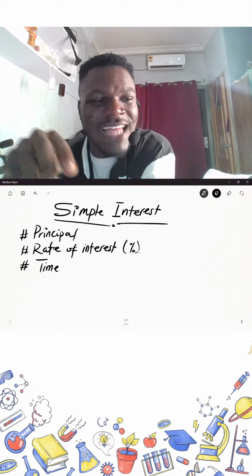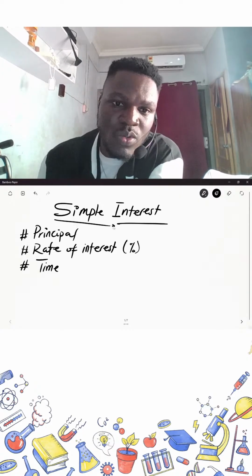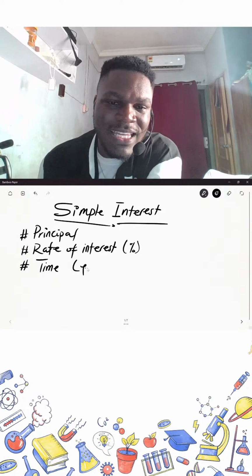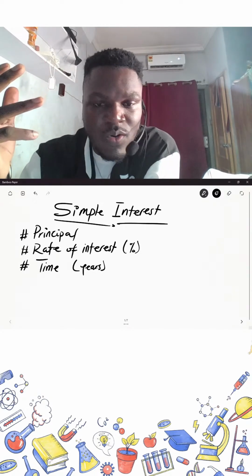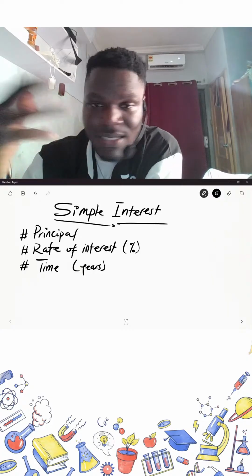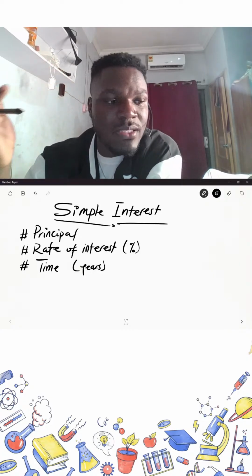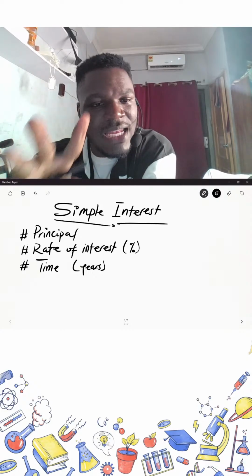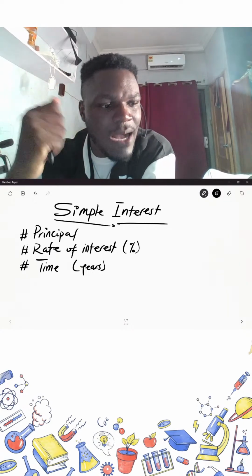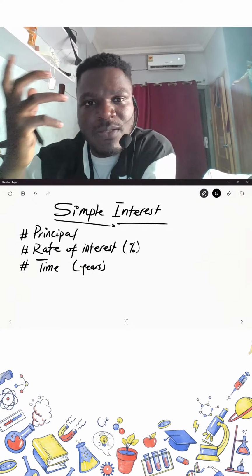And then the time is the duration that is given to you, and this is preferably in years. But they can give it to you in months, or they can give it to you in decades. It depends, but usually it's in years. Are we okay? So basically, these are the three parameters that come to mind when we are talking about simple interest.